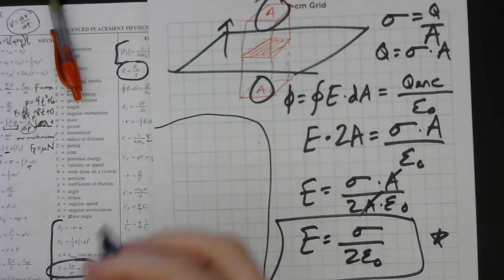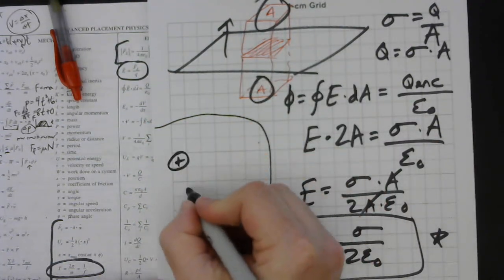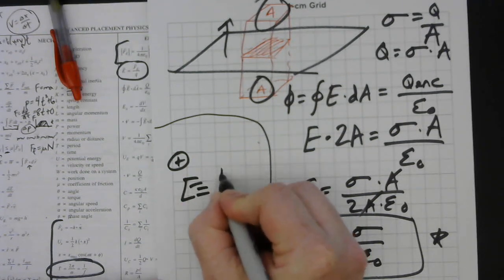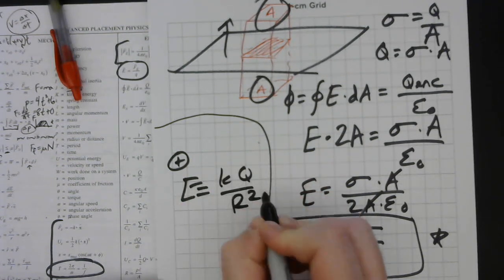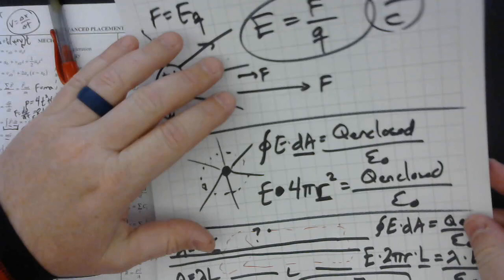Watch, sometimes it's as simple as what's the E field away from a positive charge? Well, it's just KQ over R squared. But where did that come from? It came from right here.